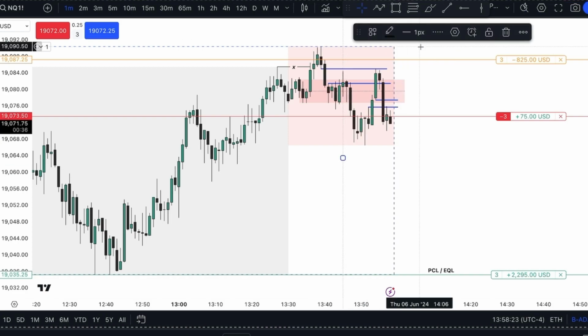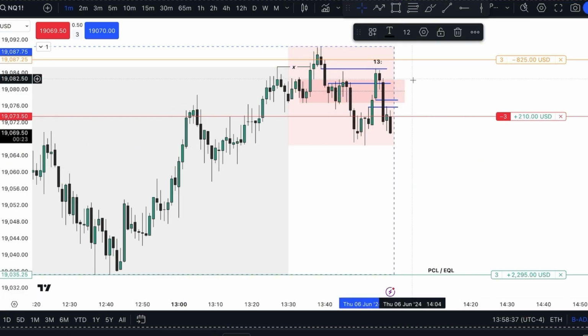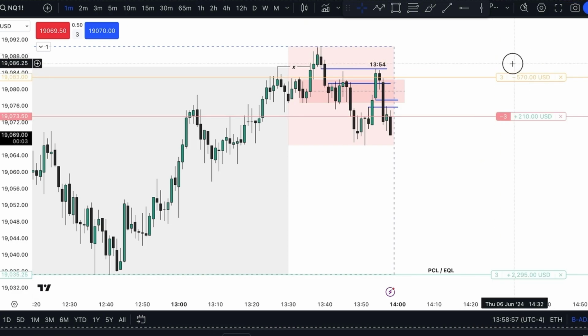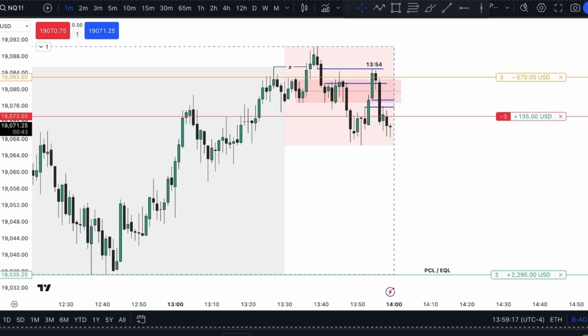We form another fair value gap right here, which I anticipated price to hold. Notice that I have not moved or touched my stop loss at all. As we begin pushing down, I moved my stop loss a little lower now that we have the new, lower fair value gap we made as well. So in total here, we have 3 separate PD arrays along with the introduction of time.